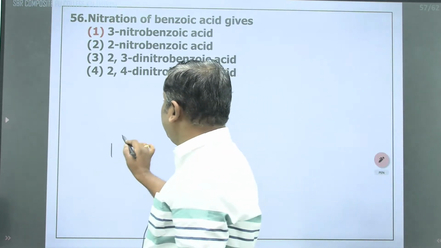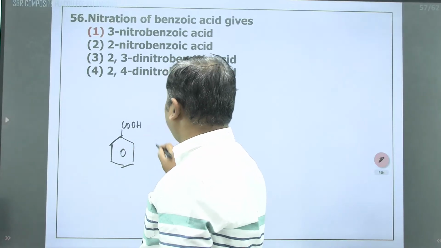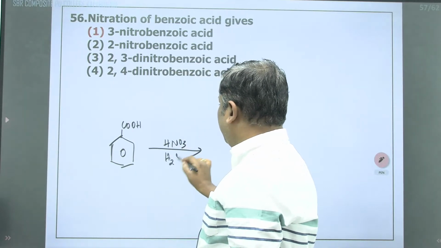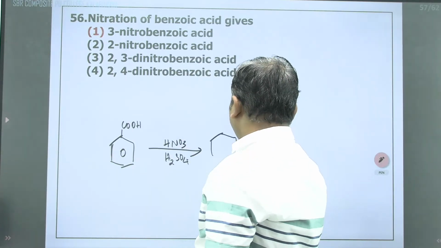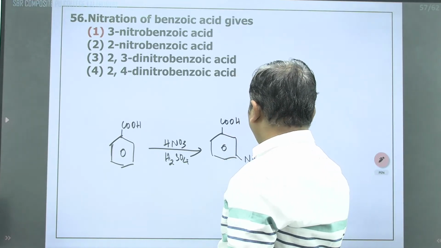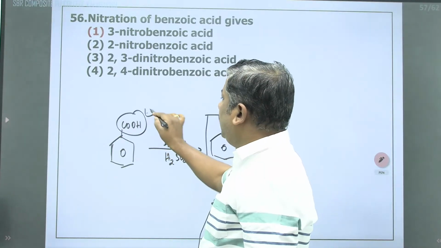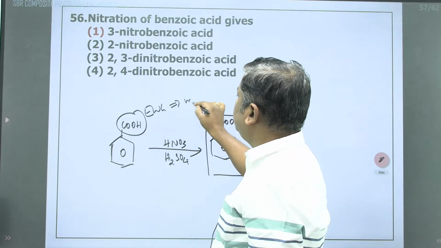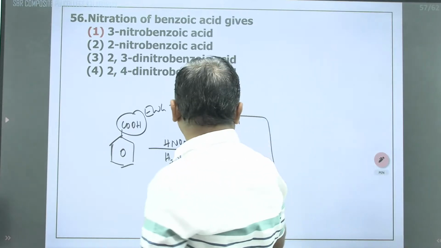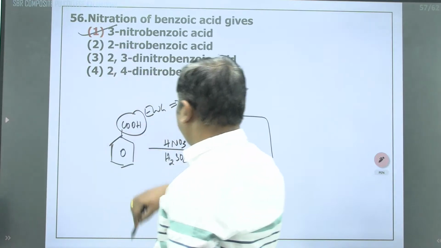Nitration of benzoic acid gives, whenever benzoic acid undergoes the process of nitration with HNO3 and H2SO4, it converts into meta-nitrobenzoic acid because COOH is an electron withdrawing group. Electron withdrawing group means it always forms meta isomers. So here it converts into meta-nitrobenzoic acid, or 3-nitrobenzoic acid. So the first option is correct here.